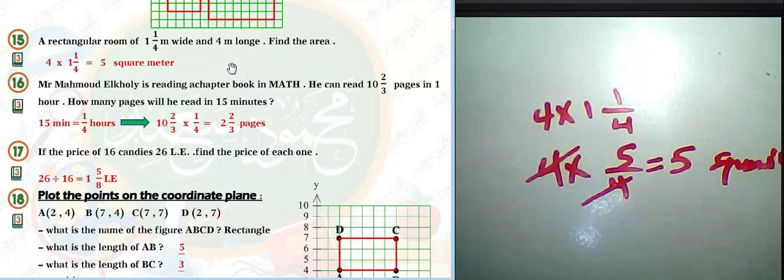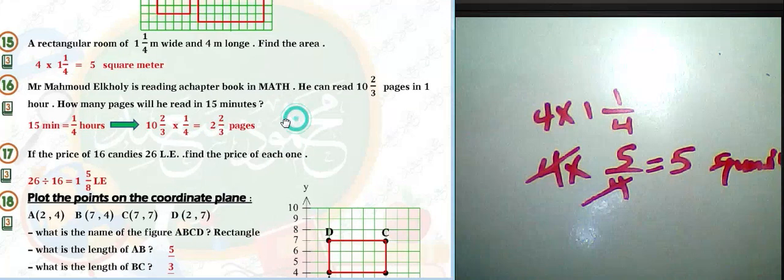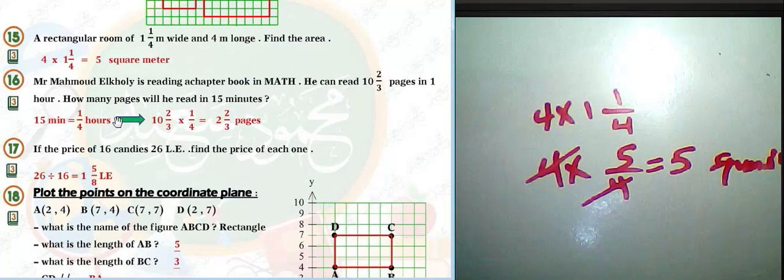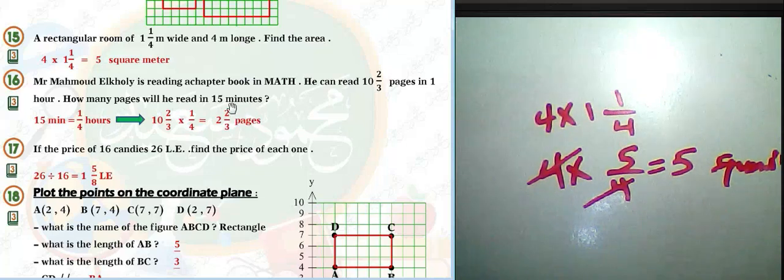Question 16. Mr. Mahmoud Al-Kholi is reading a chapter book in math. He can read 10 and 2 over 3 books in 1 hour. How many books will he read in 15 minutes? We know 15 minutes equals 1 over 4 hour. You must first convert from minutes to hours. And then multiplication, because he reads 10 and 2 over 3 books in 1 hour. To find the result, you must convert in the first step. 15 minutes equals 1 over 4 hour.